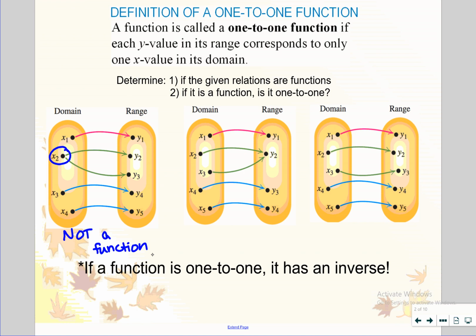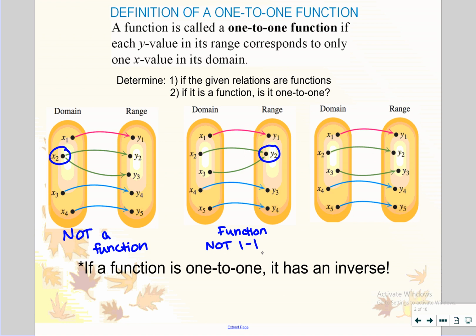Okay, so the one in the middle, is it a function? Does each x have one y that it goes to? Yes, it's a function. Okay, now let's look the other way. Does each y have one x? No, this guy's a problem. That one y goes to two different x's. So it's a function, but it's not one-to-one, okay? Which means for this section, and all the rest of math, when you do inverses, you will not be able to calculate the inverse, okay?